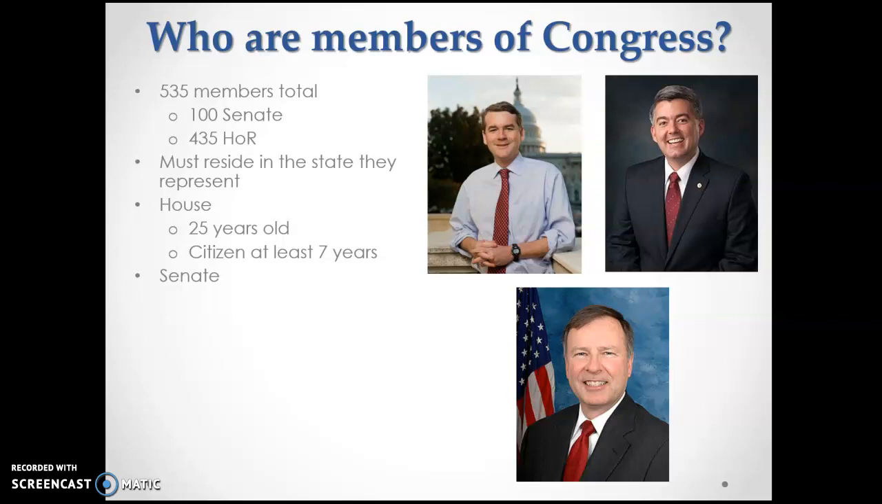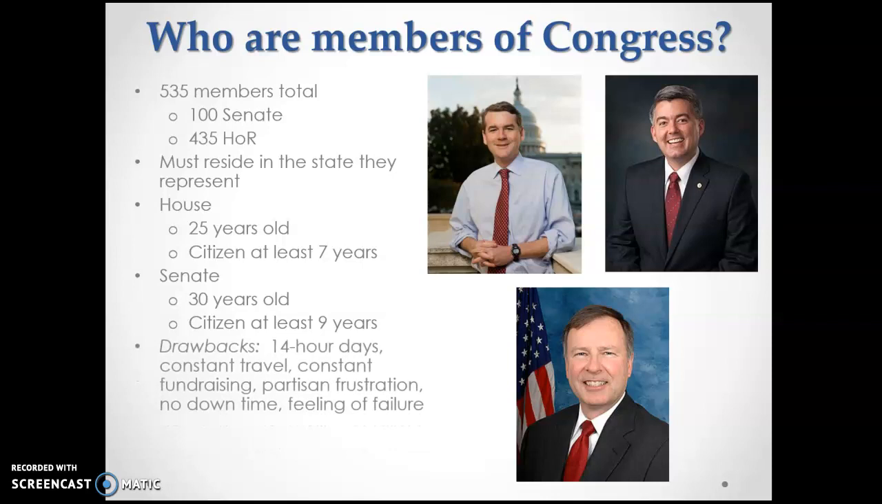They were set up by the founders to be sort of the representative body for the elites, which is why there's less of them. They represent entire states, and the requirements are older. They have to be 30 instead of 25, and they need to be a citizen for at least 9 years. So, slightly higher threshold for each.